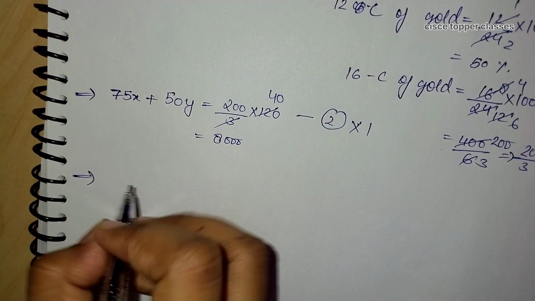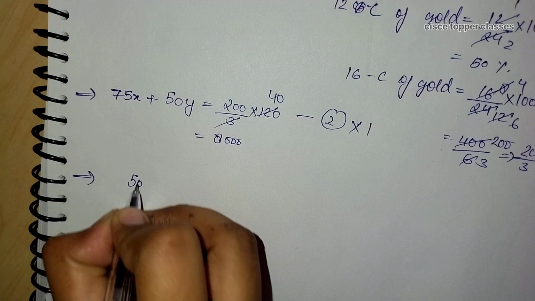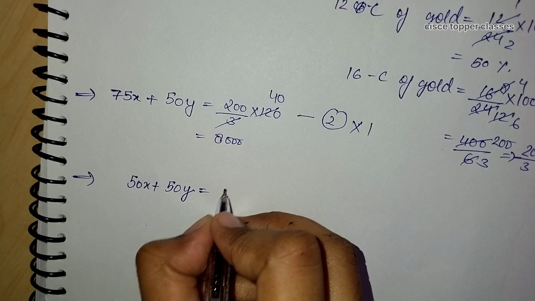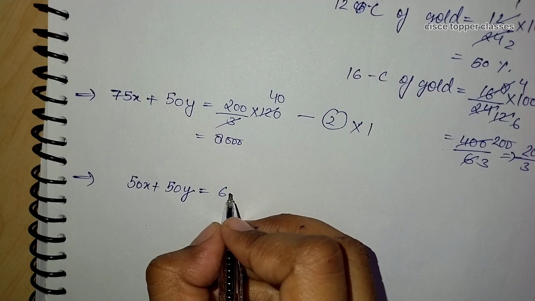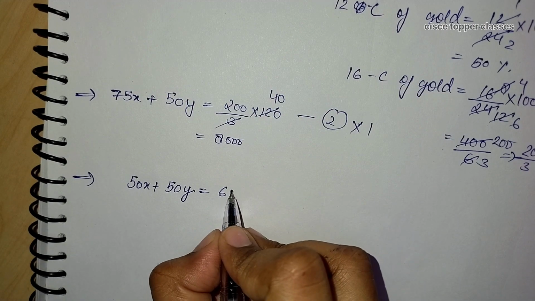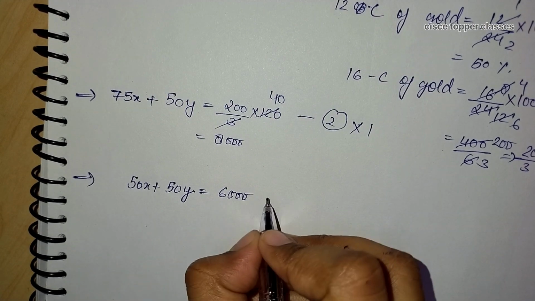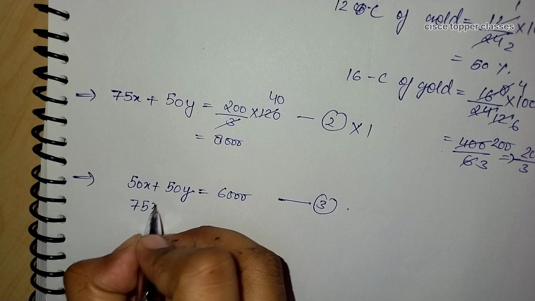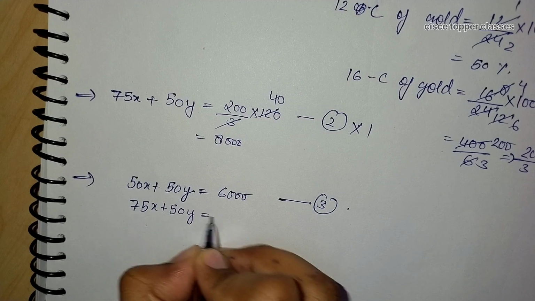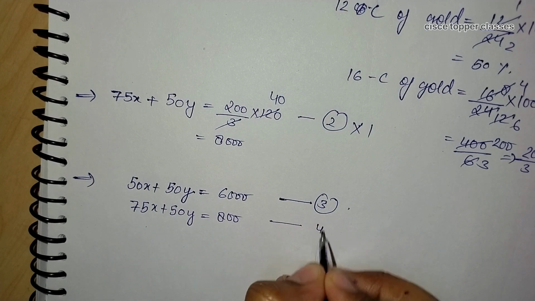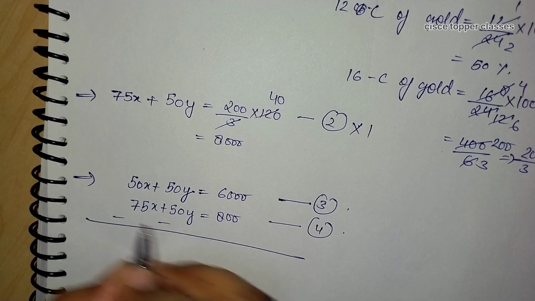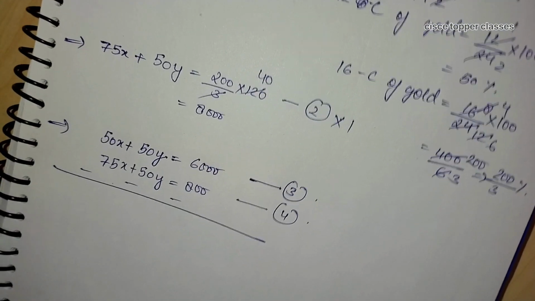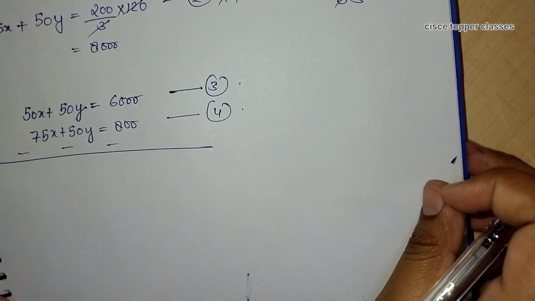So let us form here the third equation as 50x plus 50y equal to 6,000, so 5 into 12 as 6,000. Put it as third equation, and here the fourth equation will be 75x plus 50y equal to 8,000. We will subtract these third and fourth equations to find the value of x and y here. So let us solve here.